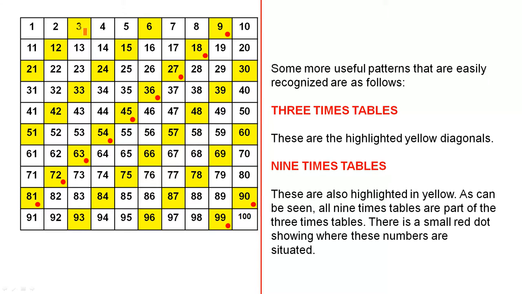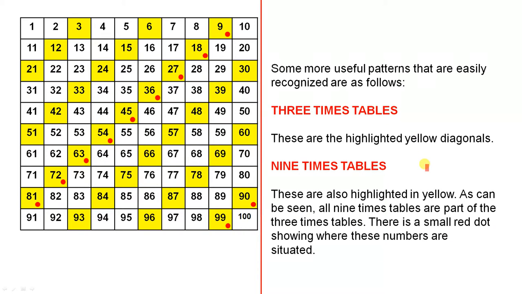3 ones are 3. That's at the beginning of that diagonal. 3 twos are 6. 3 threes are 9. 3 fours are 12. 3 fives are 15, and so on. So you can see how the diagonals appear. That's a beautiful pattern there. And they are the 3 times tables.